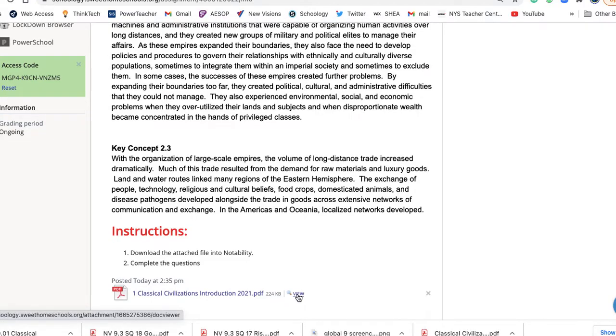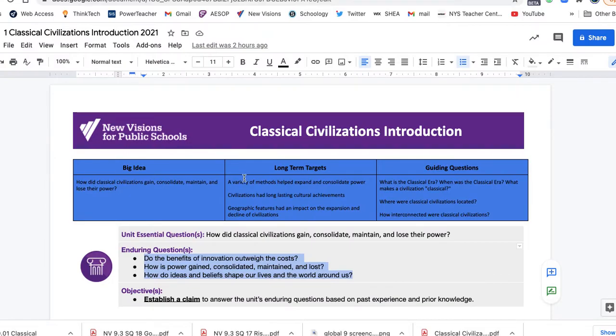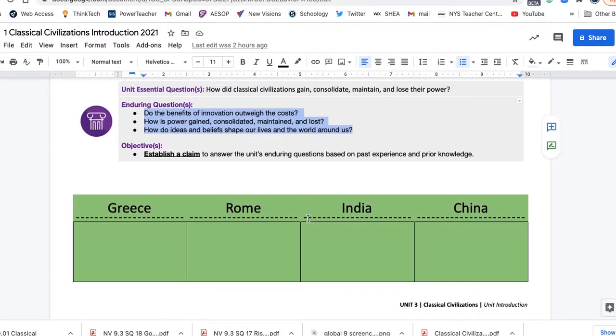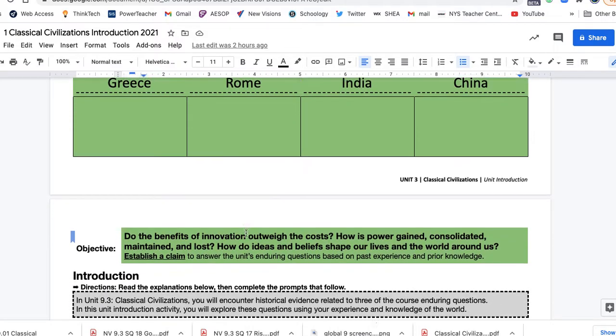So as we look at our first activity, this is really kind of simple, but it is going to go through the basic ideas around civilization. We've already mentioned a little bit about how each one of these are going to gain, consolidate, maintain, and lose power. But your job is to be able to go through a couple of different things and what is it that you think or know about each of these four different areas.